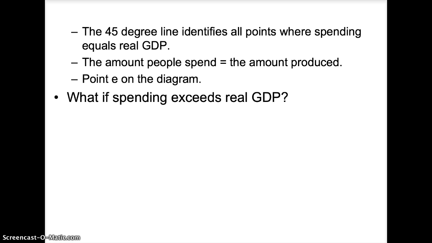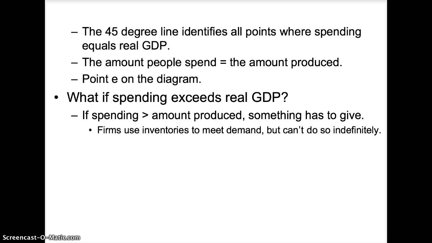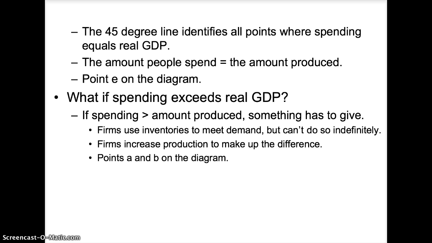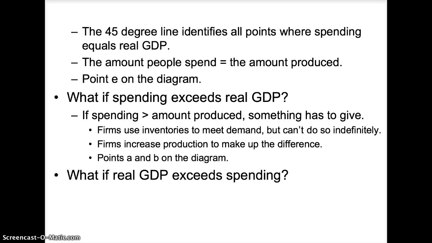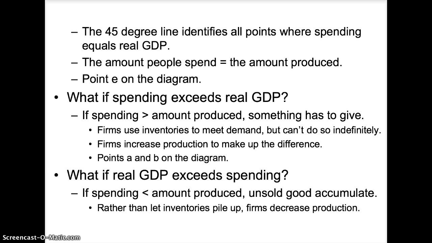What happens if spending is greater than real GDP? If spending is greater than the amount of goods and services produced, something has to give. Firms will use inventories to meet demand, but they cannot do so indefinitely. Firms will increase production to make up the difference. This will be illustrated as points A and B on the diagram. What happens if spending is less than real GDP? If spending is less than the amount produced, unsold goods will accumulate. Rather than let inventories pile up, firms will decrease production. This will be illustrated as points C and D on the diagram.